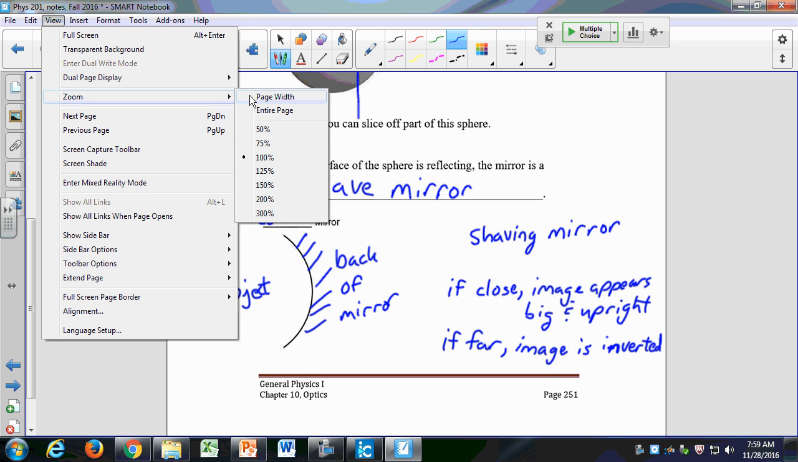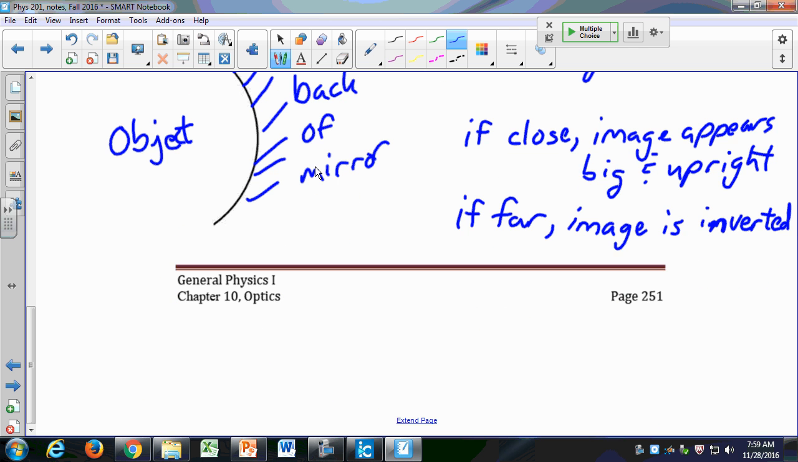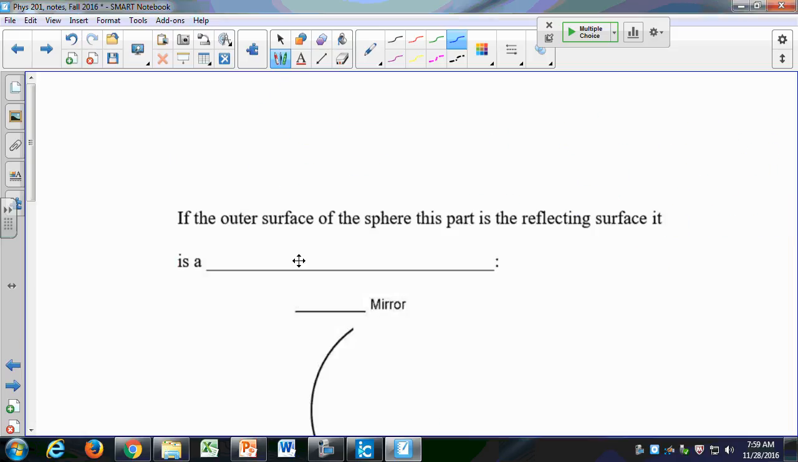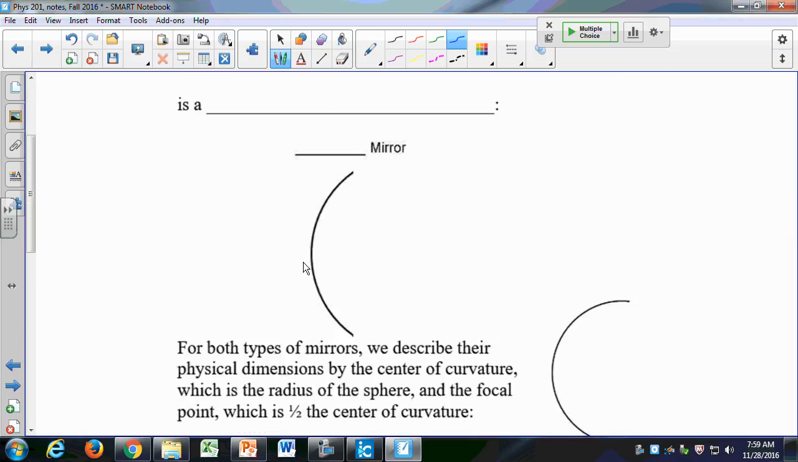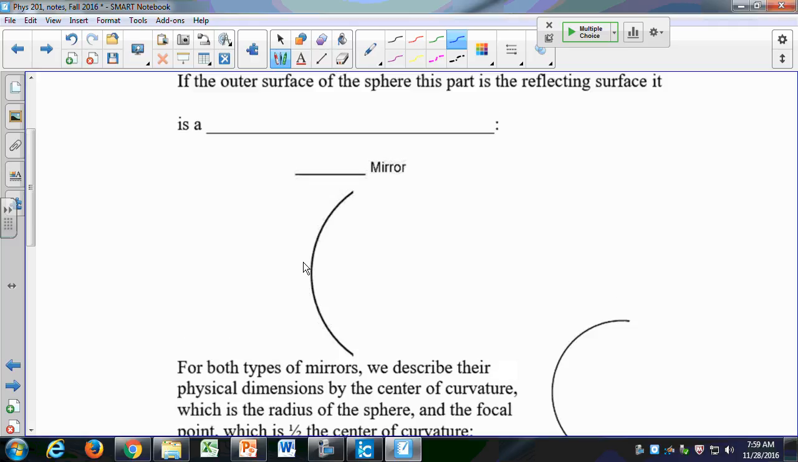The next type of mirror is one where the outer surface of the sphere is the reflecting surface. On this one, this would be the back of the mirror, and your object would stand over here. Where have you seen mirrors like this? This is called a convex mirror. Whereabouts? A security mirror, like in stores. I have one. You've seen them. This one's a lot like the ones that you've seen.